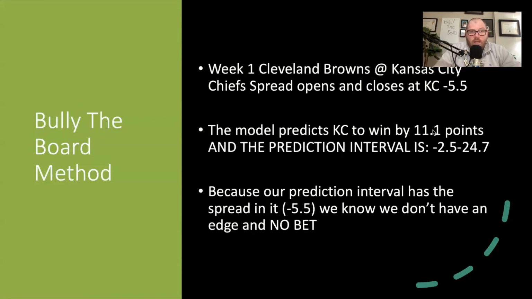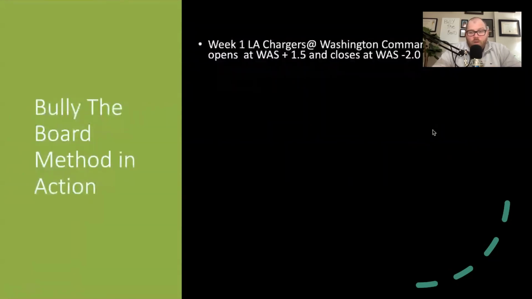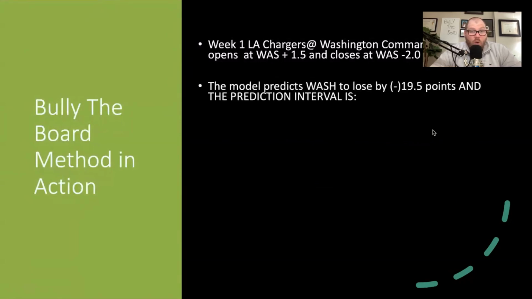So let's work through an example where we actually had that quantified edge. So let's stay in week 1, 2021. We had the LA Chargers versus the Washington Commanders. The spread opened at 1.5 and closed. So it opened at Washington plus 1.5 and closed at Washington -2.